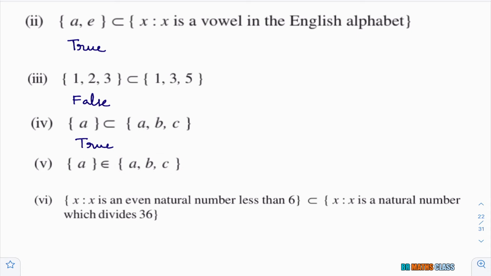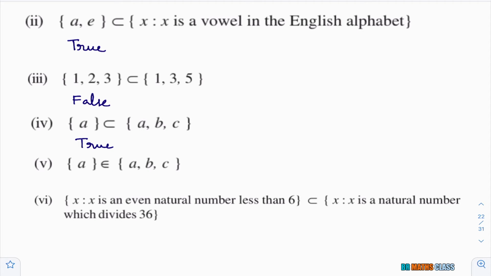Actually, what is the correct symbol? Subset is the correct symbol. You see the one above, subset is the correct symbol and we wrote true. Belongs is wrong here. Actually, this statement is false.